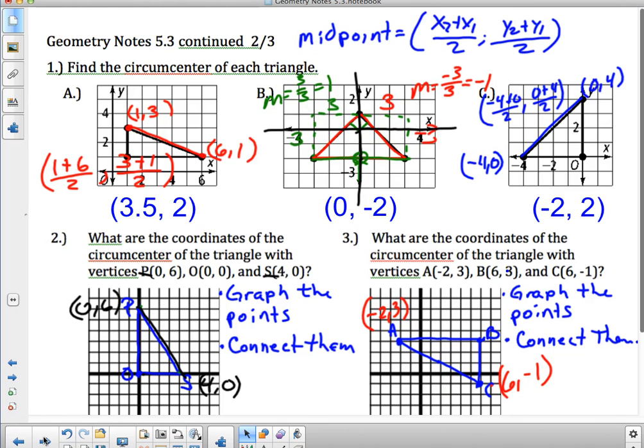I would like you to plot both triangles on your own. After you finish plotting them, find your mid segments. Shouldn't say mid segments. Find your circumcenter, which is the midpoint of the triangle's hypotenuse you just drew in there. The reason I'm having you plot them is I want you to practice plotting. Make sure you can do it on your own. So go ahead and do problems 2 and 3.